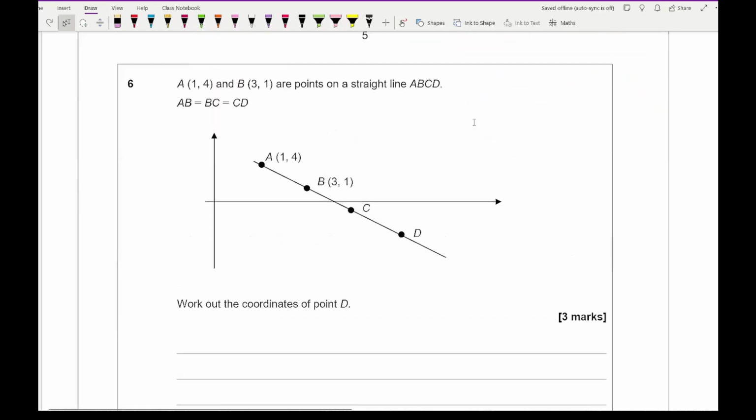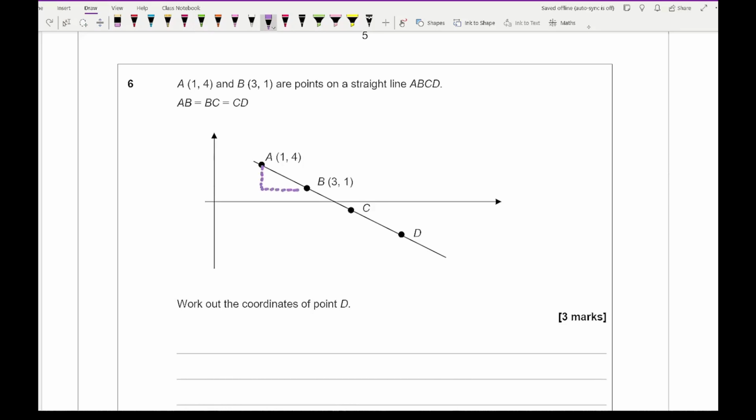Then moving on to question 6, it says that A is at (4, 1), B is at (3, 1) and the points are in a straight line of A, B, C, D. It tells us that AB is equal to BC, which is equal to CD, and it says work out the coordinates of D. Now for this particular question, what we need to do is draw triangles.